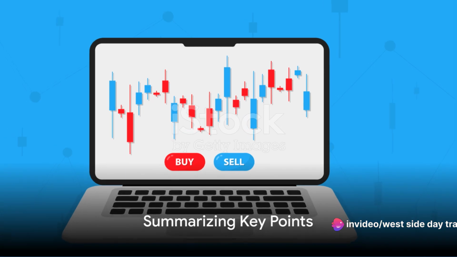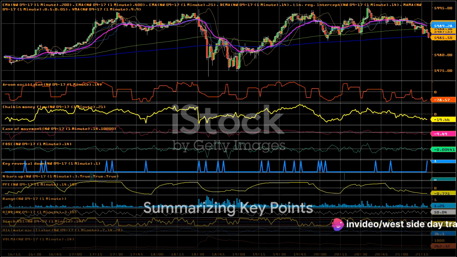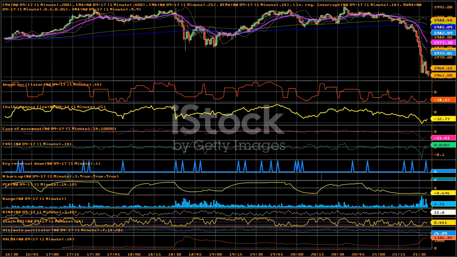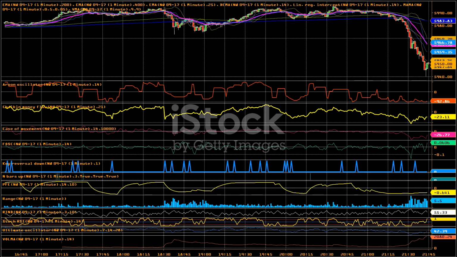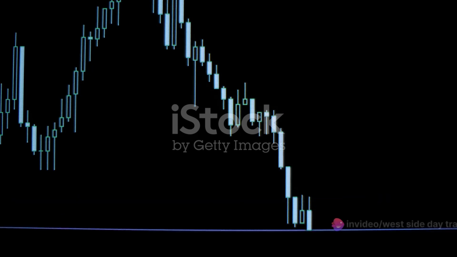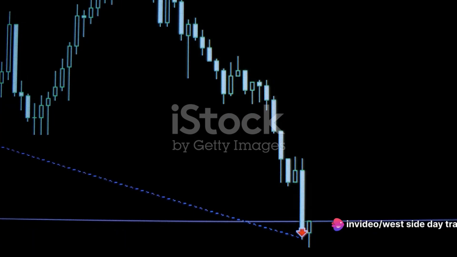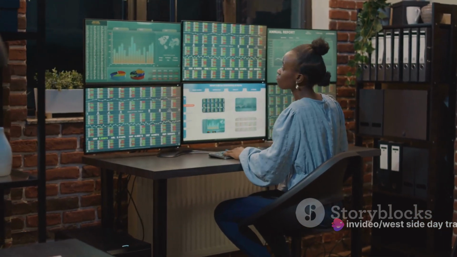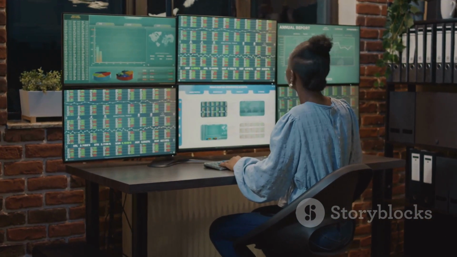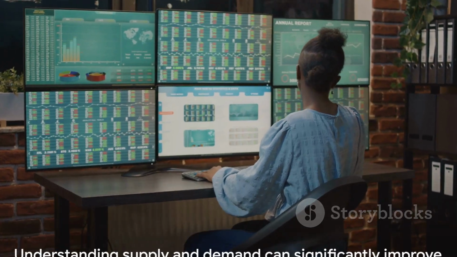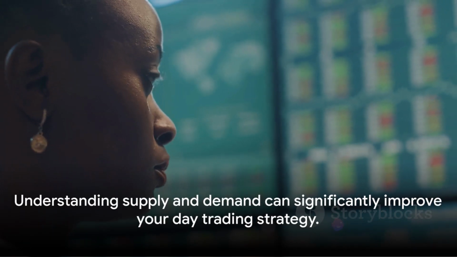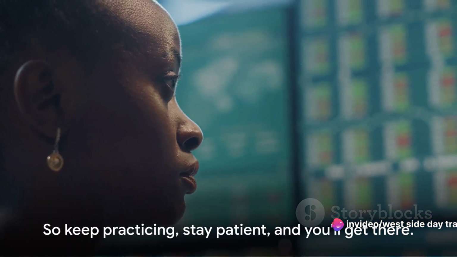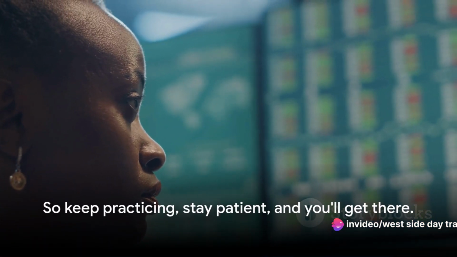Let's quickly recap what we've learned today. We've delved into the essence of supply and demand, how these fundamental market forces shape the trading landscape. We've also learned to identify supply and demand zones, the crucial battlegrounds of buyers and sellers. We've seen how to utilize these zones in day trading to anticipate potential market movements. Remember, understanding supply and demand can significantly improve your day trading strategy. So keep practicing, stay patient, and you'll get there.